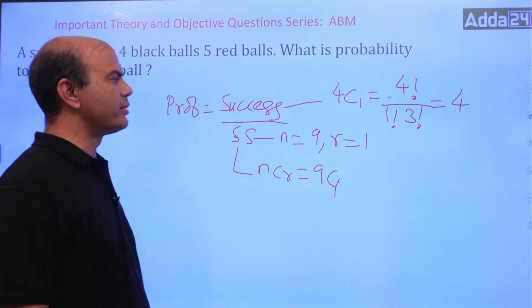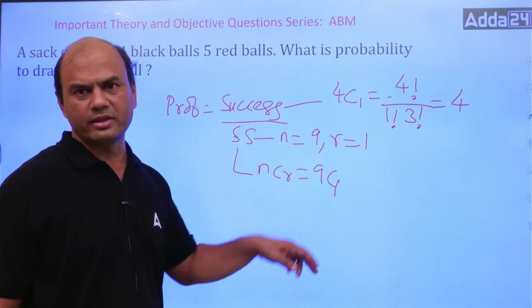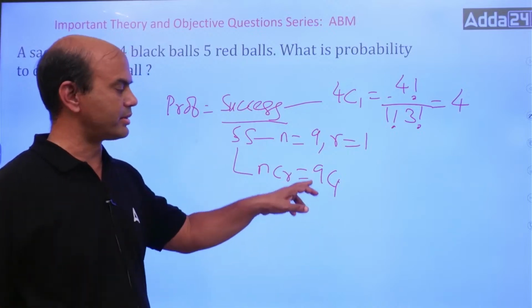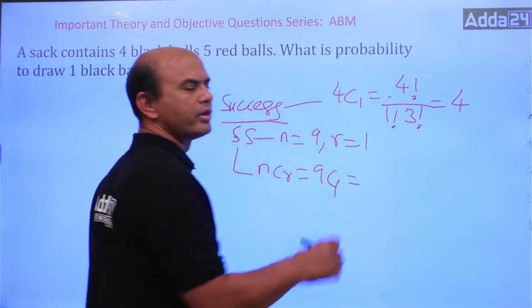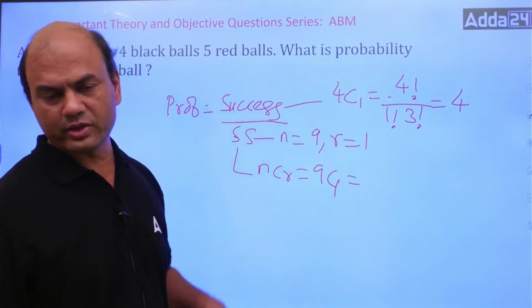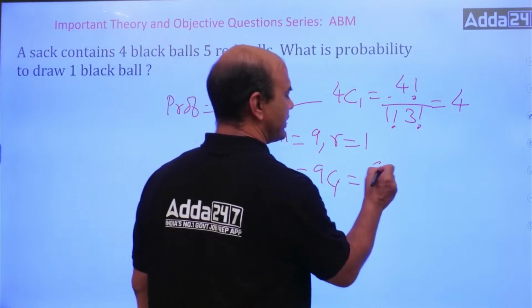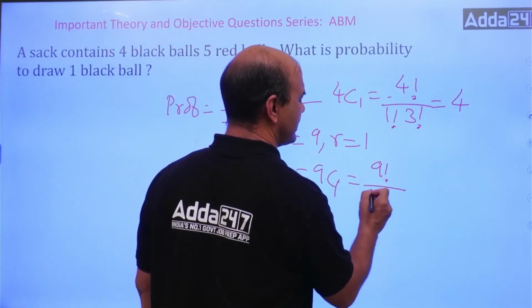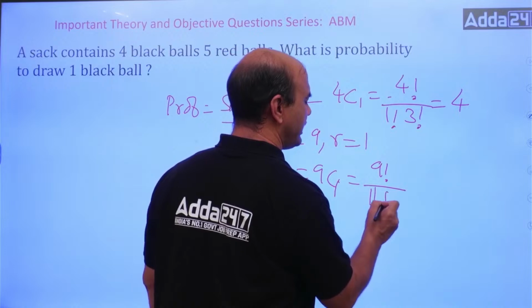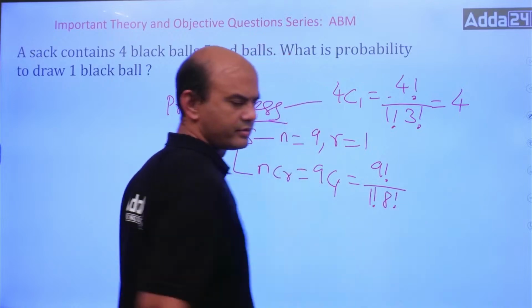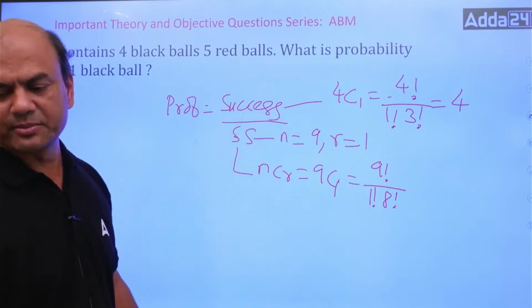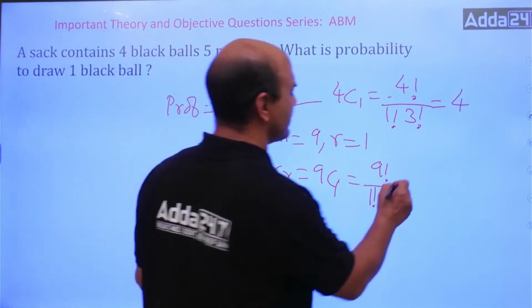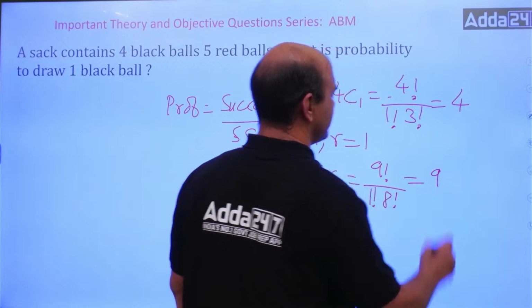What about the denominator, 9C1? Kindly remember, whenever you have R as 1, your answer is always the upper number, 9. Here also, it is 9 factorial upon 1 factorial into 8 factorial. The 8 factorial will get cancelled, so it is simply 9. Your answer is 9.